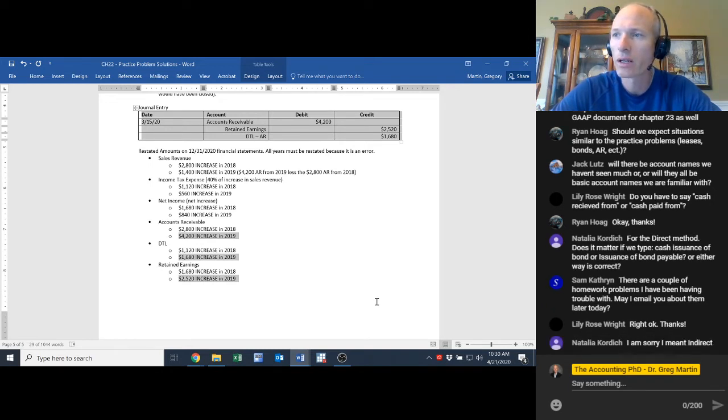Oh, for the indirect, cash issuance of bond. Whether you say bond or bond payable, I'm not too worried about that. Technically it's a bond payable, but it's not the end of the world.